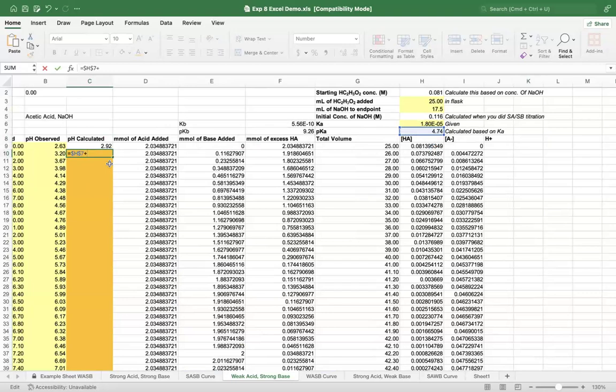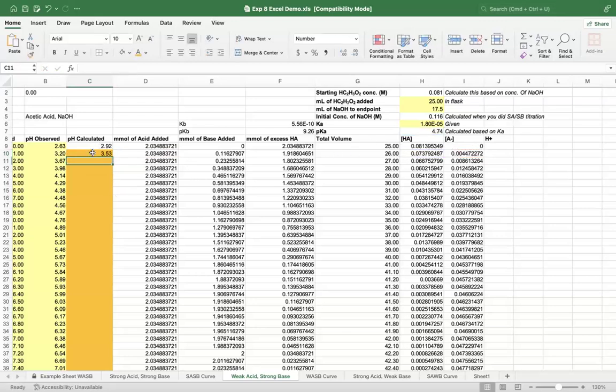So that plus, now I'm going to put parentheses. Actually, I'm going to put a log. Plus the log. I'm going to put parentheses around that whole thing, though, because I'm extra paranoid. The log of A minus, sorry, we're on row 10, A minus divided by HA. And I'm going to put 2 closing parentheses and hit enter.